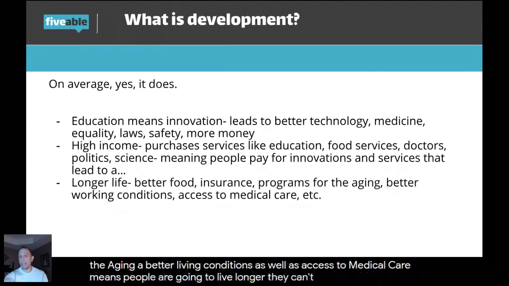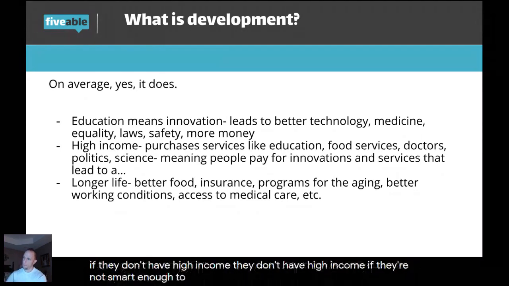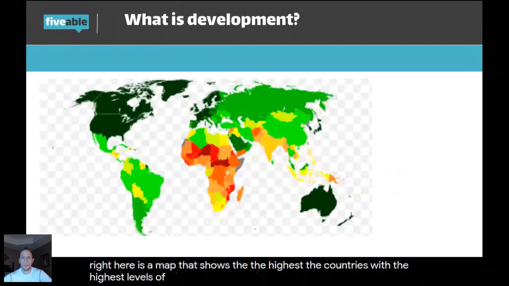They can't have any of that stuff if they don't have high income. They don't have high income if they're not smart enough to be able to find out opportunities that exist. And all these things are connected. That's the point I'm trying to make. This right here is a map that shows the countries with the highest levels on the Human Development Index.